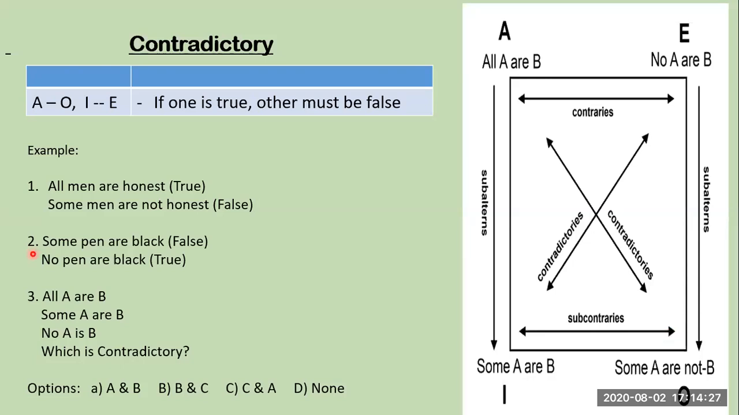So we'll take the second example. Some men are black. Some means I. So the opposite is E. E is no men are black. You can see here, and we'll see this question.